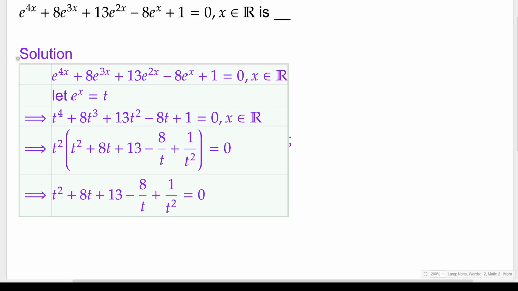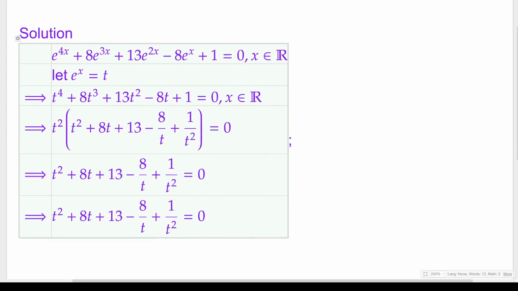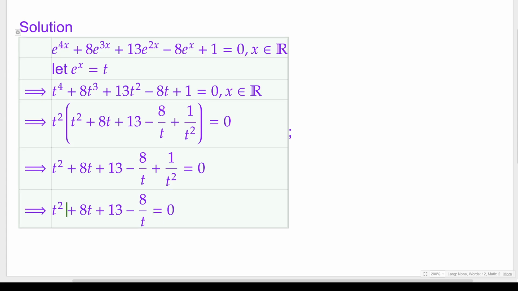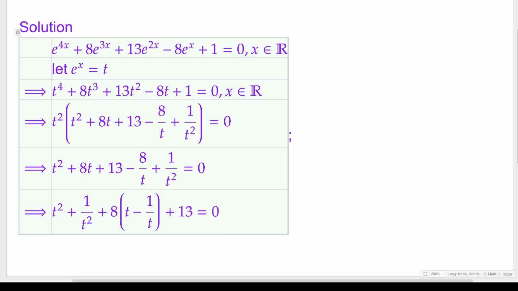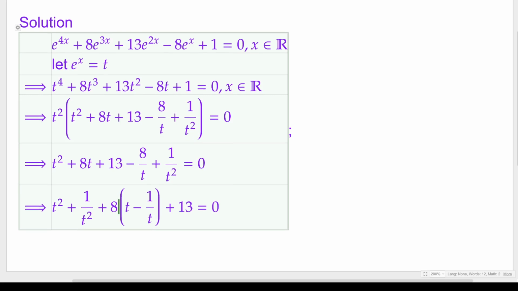Now if you observe here, I will rearrange the terms a little bit: this t square and then plus 1 over t square, and from this 8 over t and this 8t, I can take 8 common. So I'll write t square plus 1 over t square here, and then 8 is the common factor here, so this will be t minus 1 over t, with 8 written outside. So we can rearrange and write in this way.